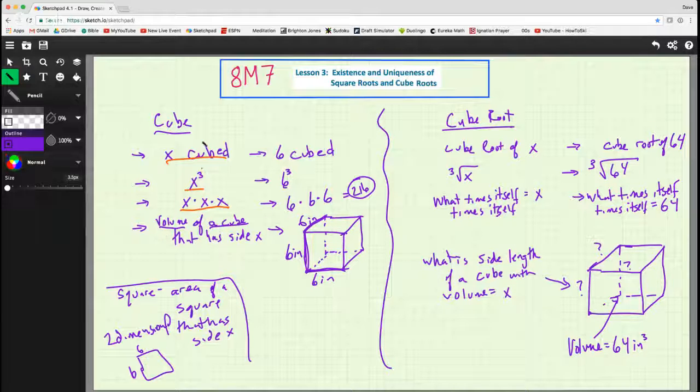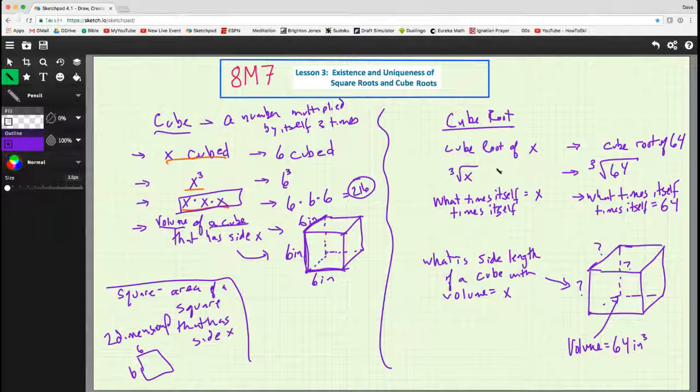So that's why you hear the word cubed. That means a number multiplied by itself 3 times, right? So x times x times x. And that is the geometric representation of cubes.